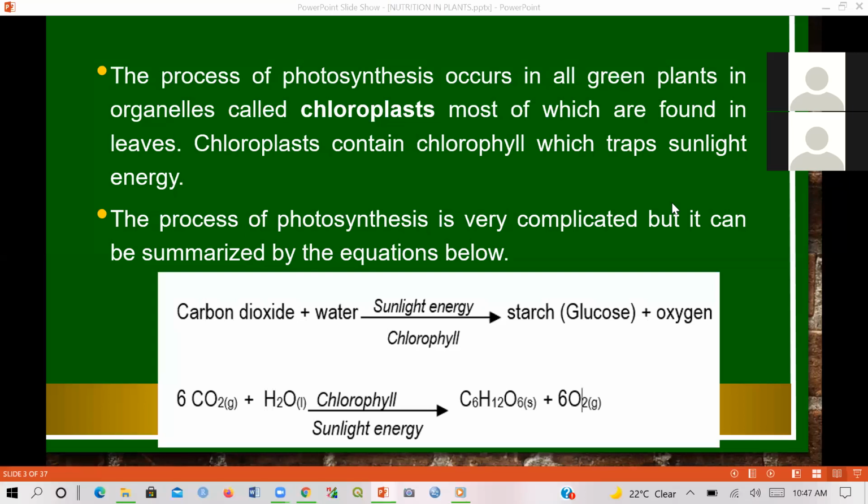Alison, ask your question. I'm asking, is carbon dioxide also a raw material? Yes, it is. In form of carbon or just carbon dioxide gas? Is carbon dioxide the gas? Yeah. No, in form of carbon.